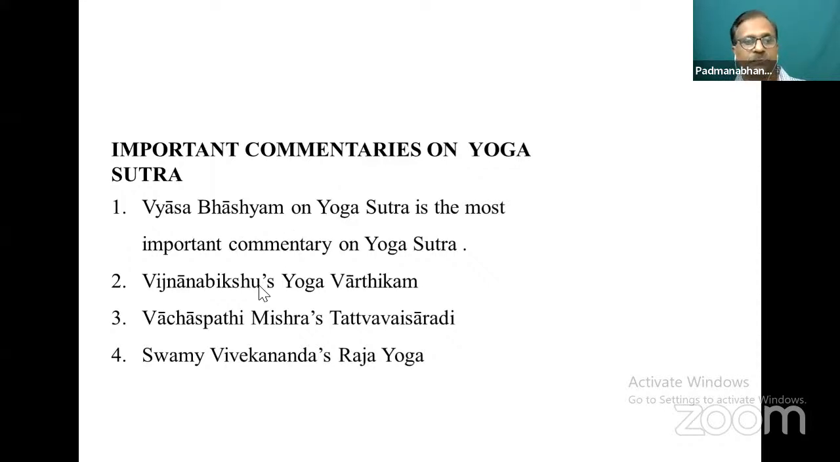Then Vijnana Bhikshu's Yoga Vartika, the second one. Then Vachaspati Misra's Tattva Vaisharadi. But remember these three. And Swami Vivekananda himself wrote the commentary for Patanjala Yoga Sutra in the form of Raja Yoga. He was the great global monk who pronounced that the Yoga Sutra is the king of yoga, and after that it is known as Raja Yoga. Strictly speaking, Raja Yoga has some other yoga too, Mantra Yoga, Laya Yoga, etc.